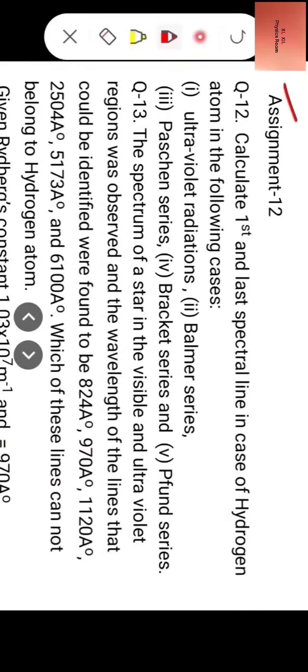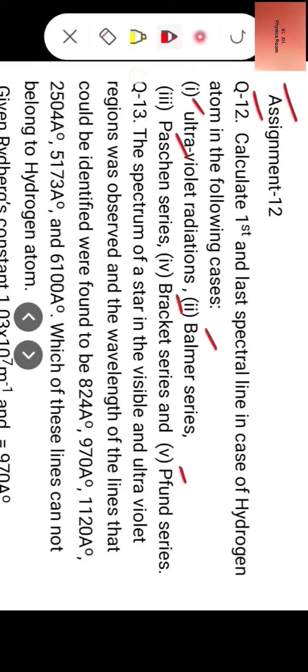Now assignment 12 continues. Question number 12. Calculate the first and last spectral line in case of the hydrogen atom in the following cases. Number 1, ultraviolet radiations. Number 2, Balmer series. Number 3, Paschen series. Number 4, Brackett series. And number 5, Pfund series.